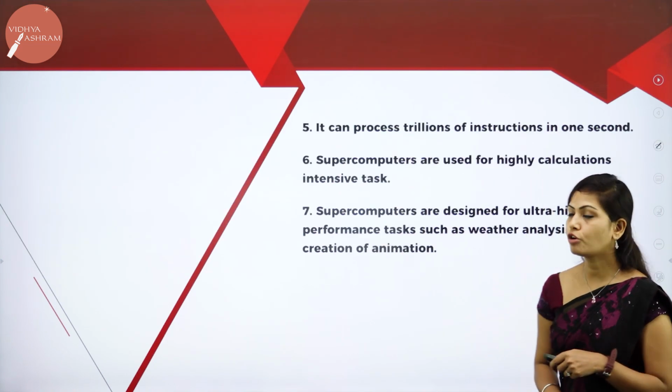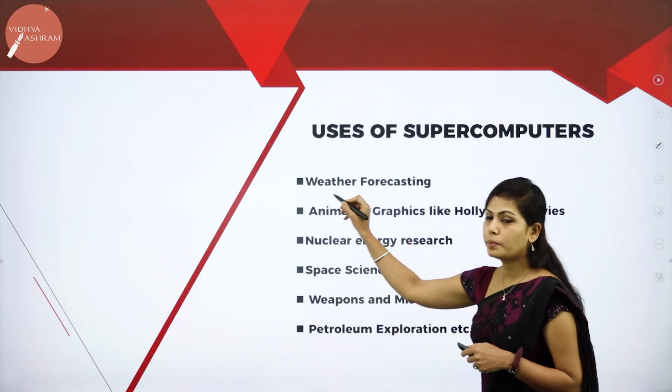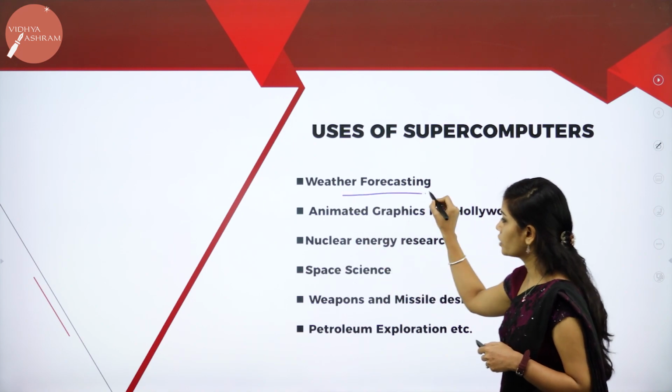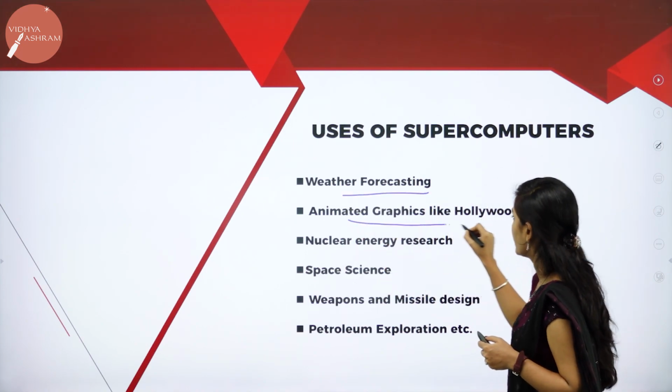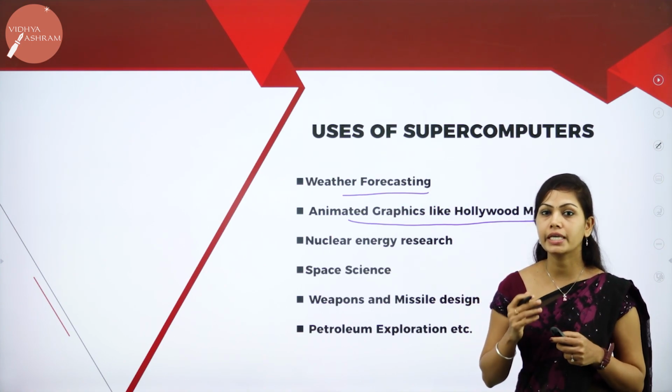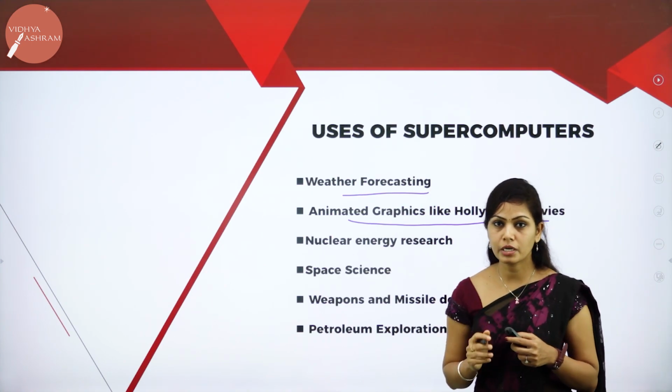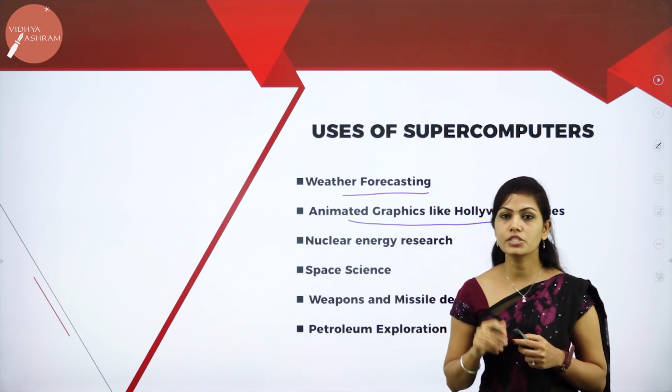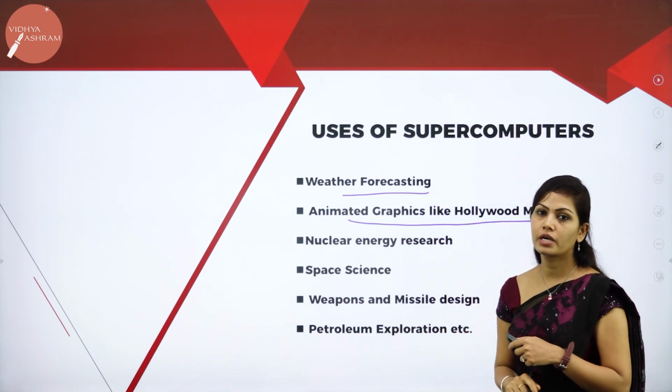What are the uses of supercomputers? Supercomputers are used for weather forecasting and animated graphics like Hollywood movies. They use supercomputers for creating the animations, and supercomputers are also used in research. These are the types of computers.